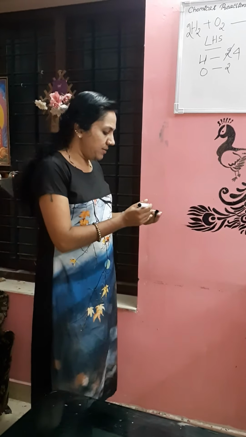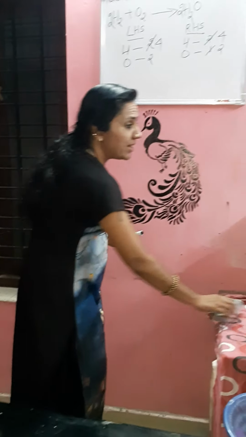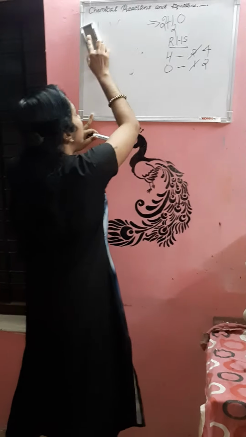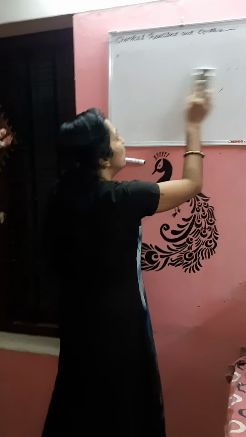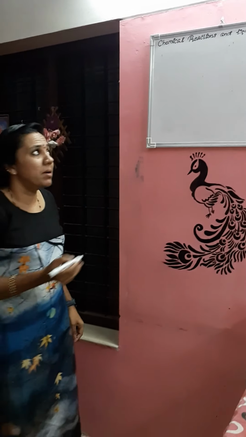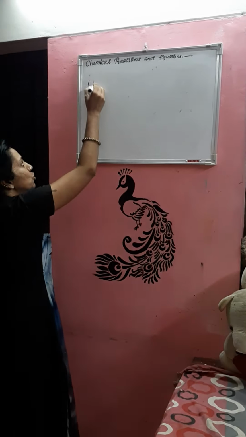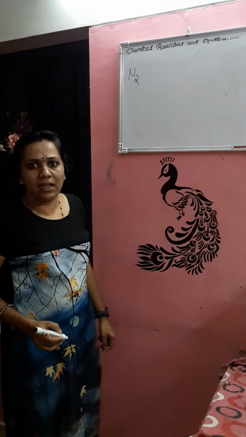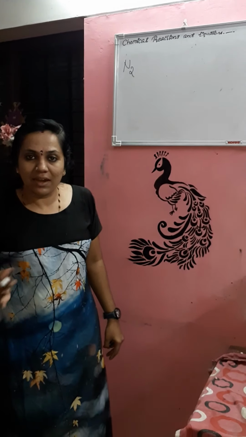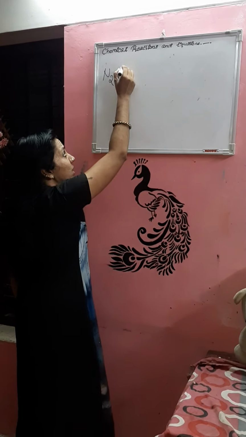The next one, we can take another example. Next is nitrogen plus hydrogen giving ammonia. Now we write nitrogen. Nitrogen is a non-metal. So how will we write it? N2, it is a non-metal. Since it is diatomic, we will write it as N2. The next is hydrogen.